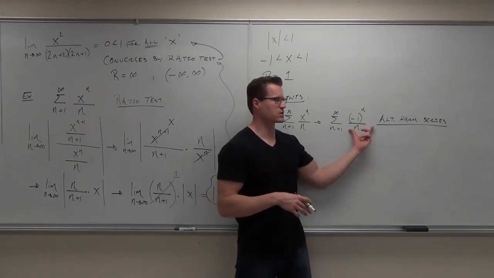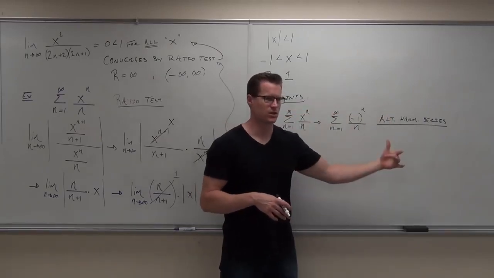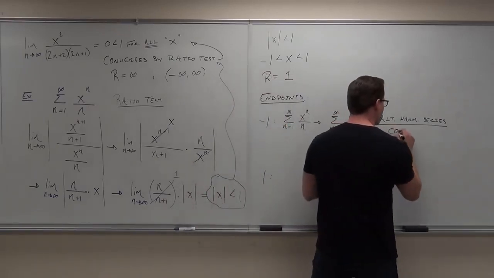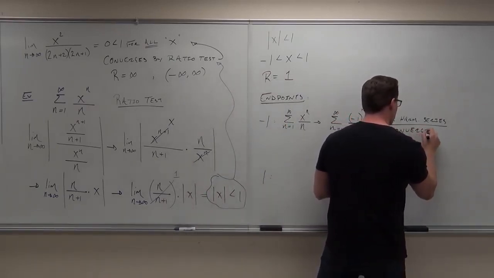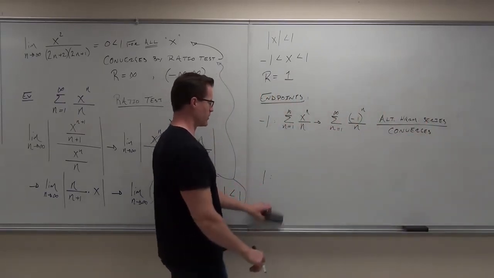Well, let's do the alternating series test. The limit is 0. It's clearly decreasing. The alternating series test says it converges. So even if you didn't remember this, we get that it converges.